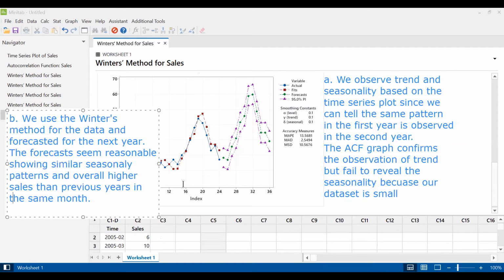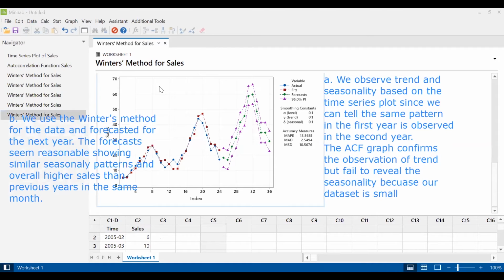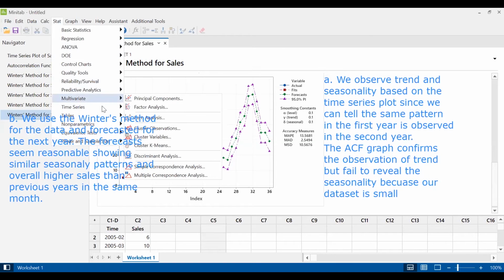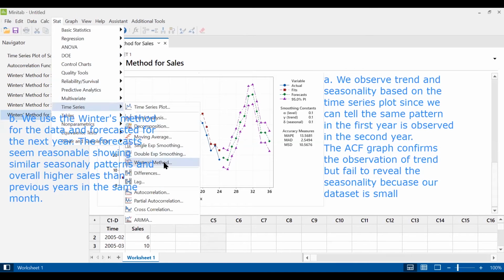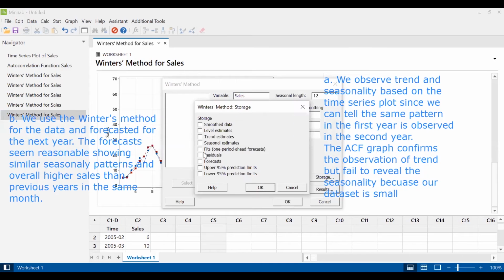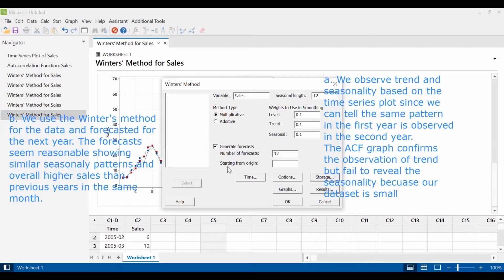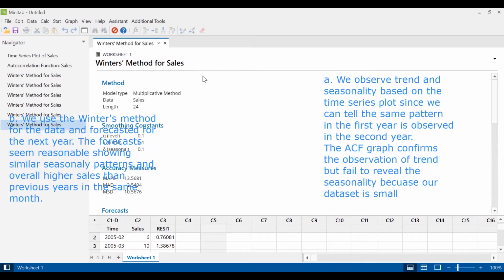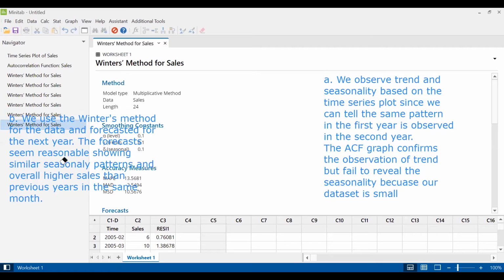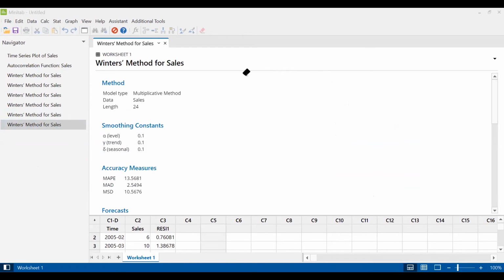Now for part C, we want to examine the residuals and see if our model is sufficient or not. So let's go back to Stat. We need to estimate the model one more time because this time we need the residuals. So I'm gonna click on Storage and click on Residuals, click OK, OK again. Okay, I'm gonna have to erase some of the answers so that the screen is not that messy. There we go.